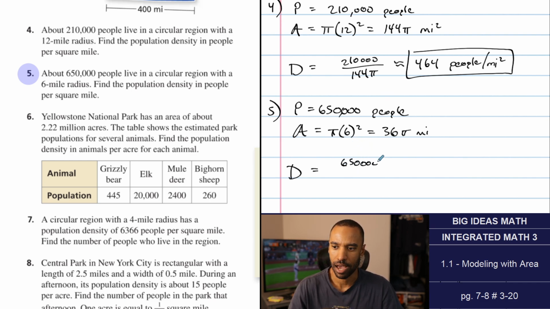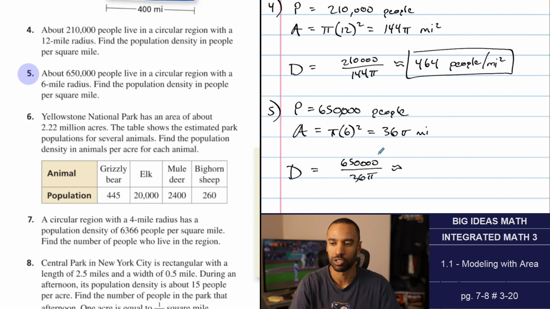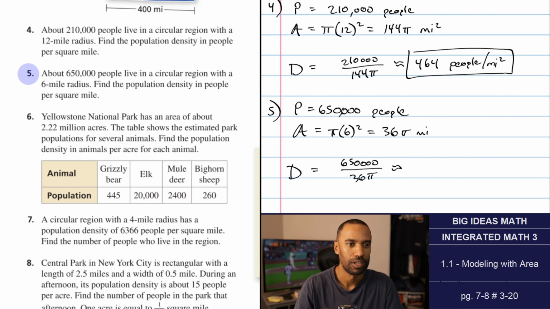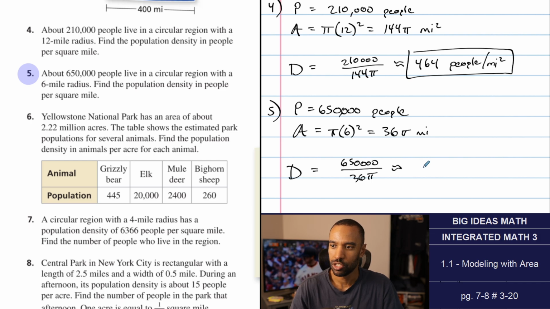So 650,000 divided by 36 pi. This time I won't show you the calculator. I'll just calculate it. 650,000 divided by... And I hope I type all my numbers of zeros correctly on these things. If I make a mistake, do correct me in the comment section. This is significantly bigger: 5,747 people per square mile.